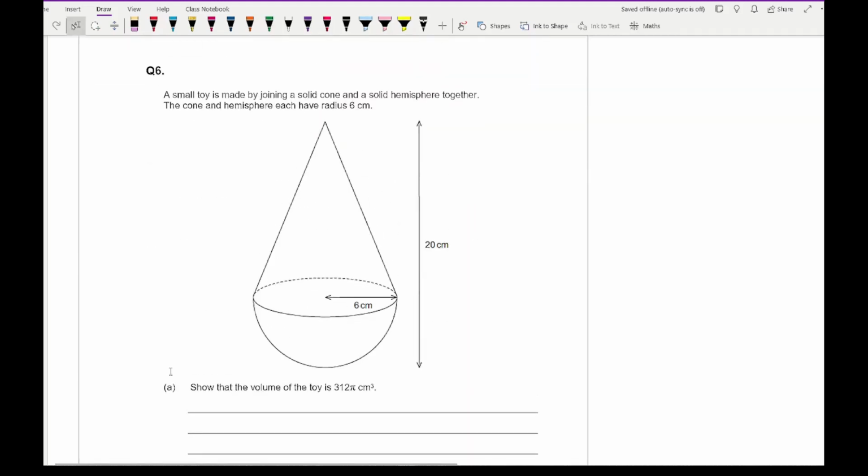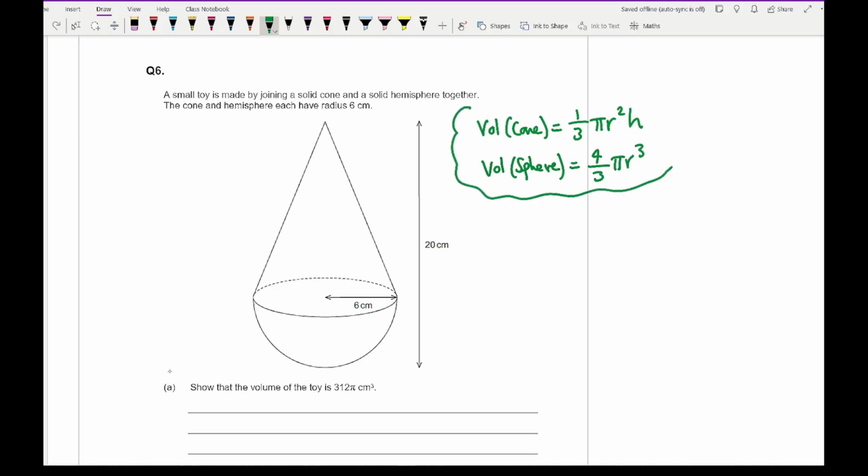Moving on to question 6, it says that a small toy is made by joining a solid cone and a solid hemisphere together. The cone and the hemisphere each have a radius of 6 centimeters, and the question is asking us to show that the volume of the toy is 312 pi. So to work out the volume of a cone, well, that's going to be 1/3 pi r squared h, and the volume of a sphere is 4/3 pi r cubed. So they're the formulas that generally you would be given. So using these formulas, let's try and work out the volume of this particular shape.